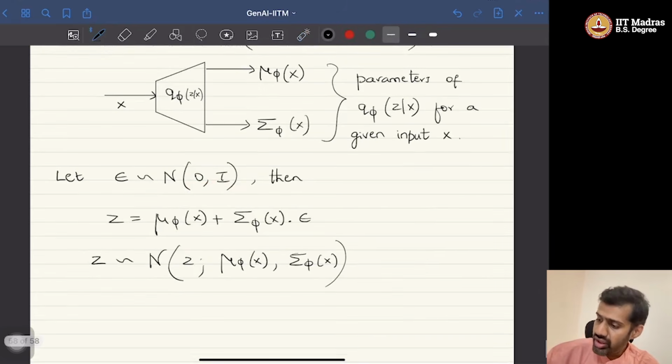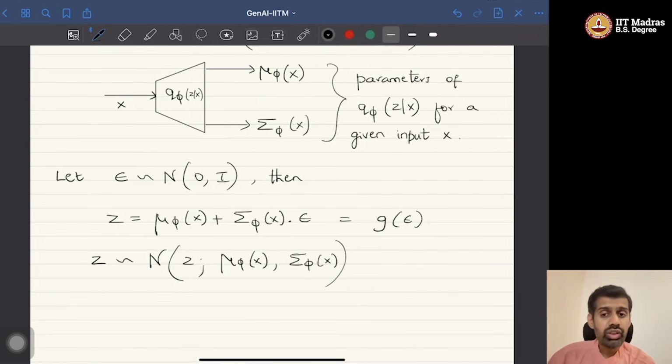Now, what is the g function? This is the g function. So this is g of epsilon. Okay. So g of epsilon is this particular operation that, given a particular sample from normal 0 1, you take the output of the neural network, which corresponds to the mu and sigma, multiply that epsilon with the sigma, and add that with the mu.